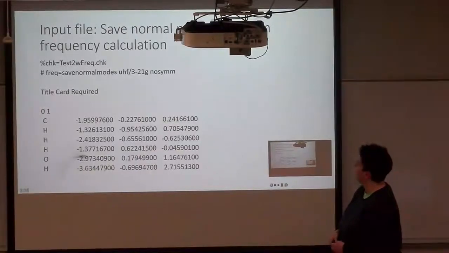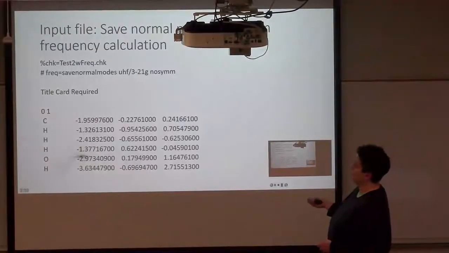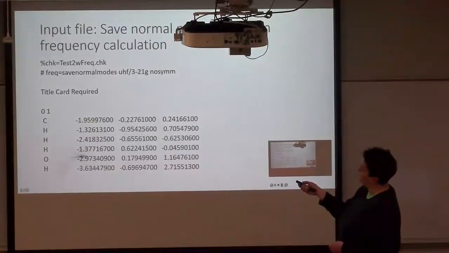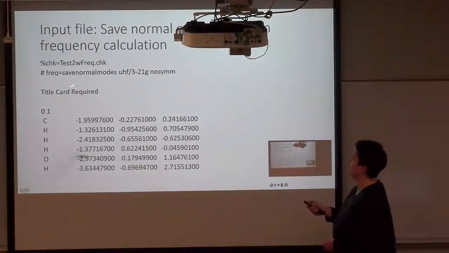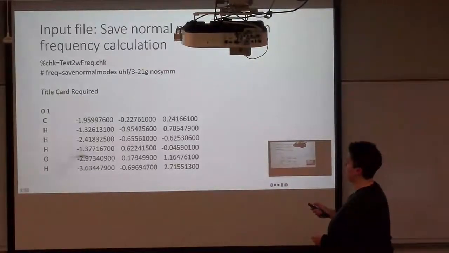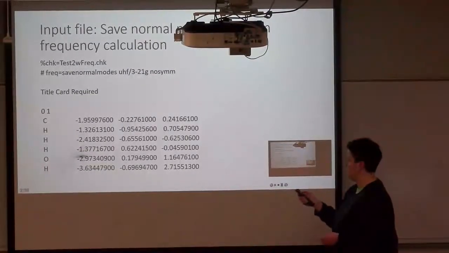When you're done producing that scan, you can go to your out file of your previous run, make an input file, and save your normal modes and perform a frequency calculation. What that involves is the usual: name your check file, frequency, save normal modes. Do your unrestricted, because that's just much nicer. No sim. Give it a title. I just didn't give it a title here.